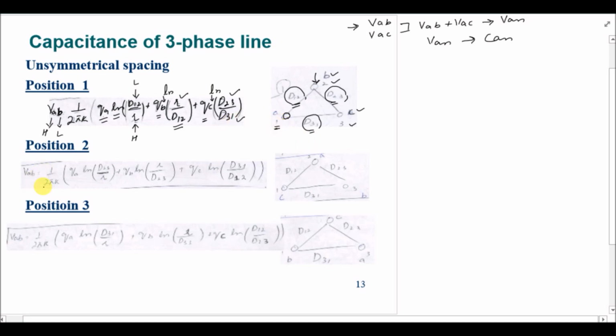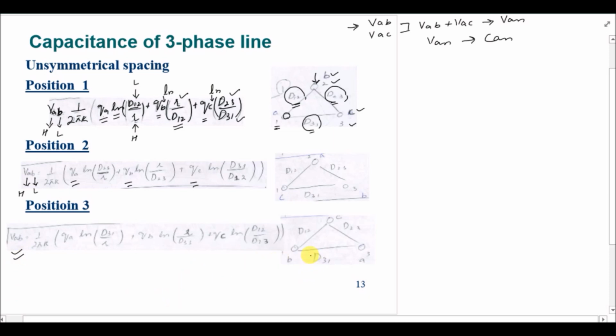Similarly for position number 2 we can write the same equation, keeping in mind that A is the high potential point and B is the low potential point. And the same equation can be written for position number 3 as well.